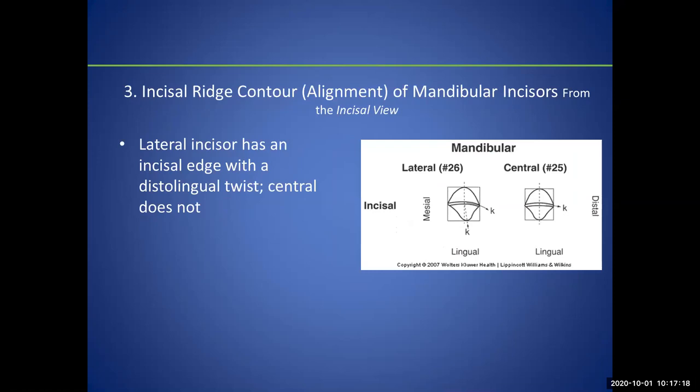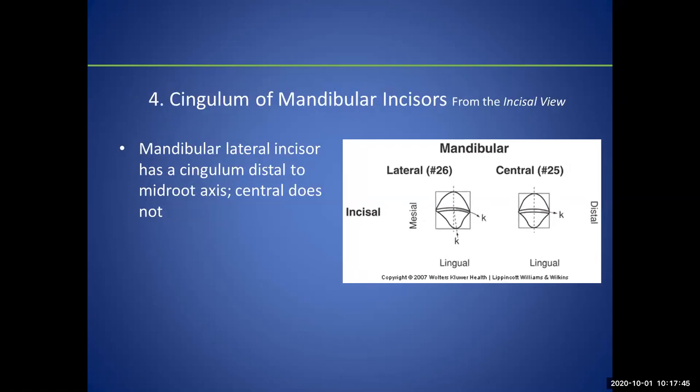The lateral incisor has an incisal edge with that distolingual twist. The central does not. So we're saying the same thing in a number of different ways. The central incisor is so symmetrical, you're not going to be able to tell whether it's a right or a left. The lateral incisor has that distal lingual twist, and the mandibular lateral incisor has a cingulum that's distal to the mid-root axis.